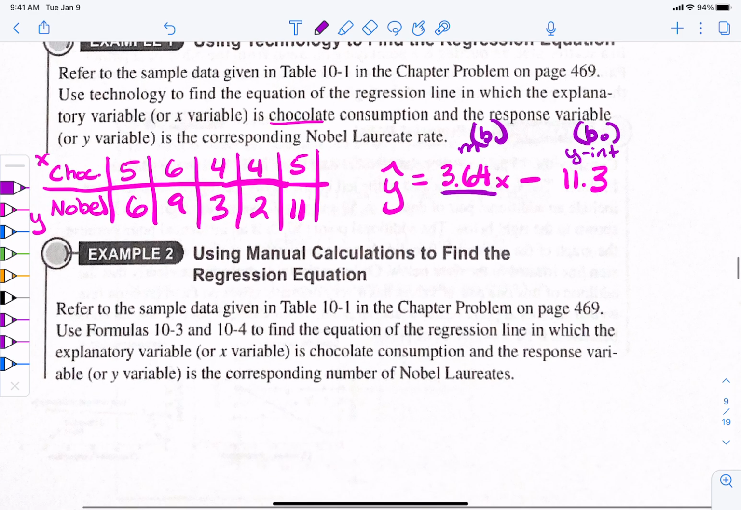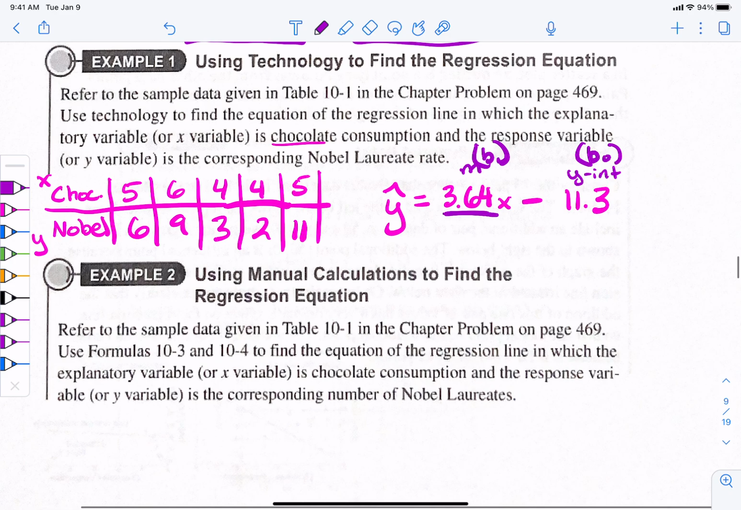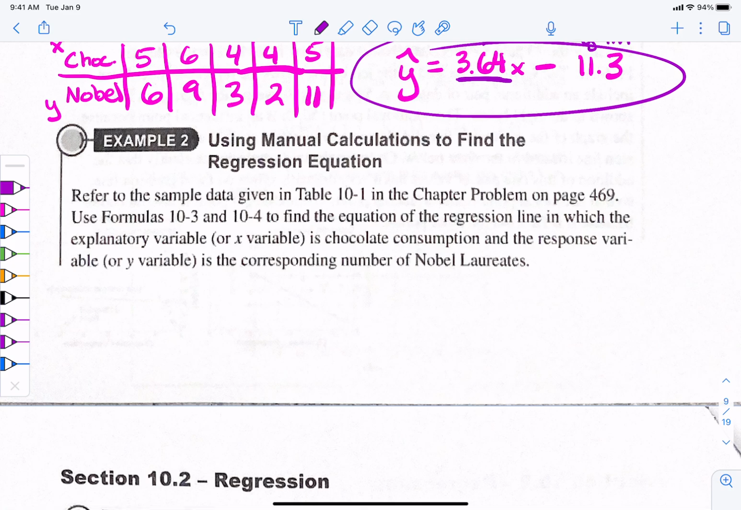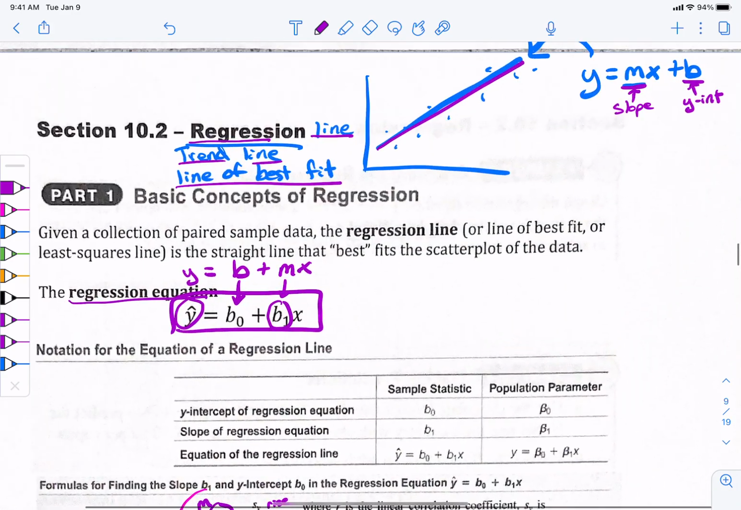That's what we're doing in example 2. Use technology to find the equation. There you go, that's all we needed to do was find the equation. Now they're going to have us find the equation different. Example 2. Refer to the sample data given in table 10.1. And they want us to use the formulas 10.3 and 10.4, which we're not going to do.